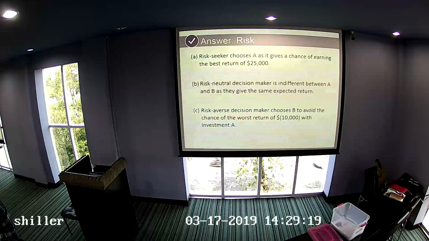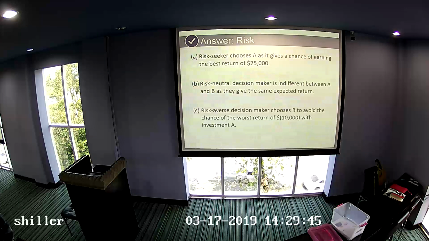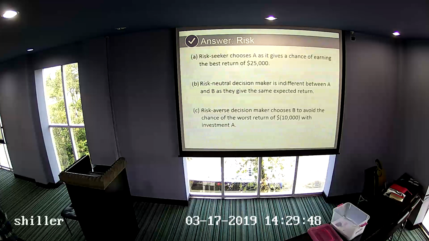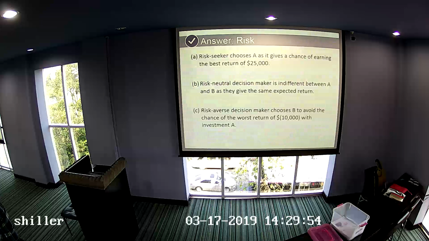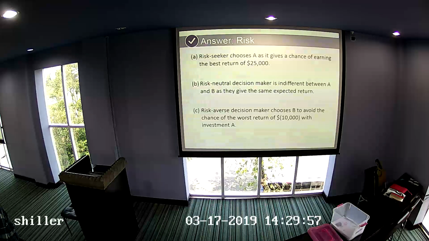If you're risk averse, you choose what? B, because you want to avoid the loss of the 10,000. Correct, again. If you're risk neutral, it doesn't matter. Why? It's either A or B. A or B is the same expected return, correct? The expected return of A and B are the same. Make sense? You understand now? So A and B is for the risk neutral. Risk averse will choose B because they don't want to choose the loss. But they will choose the possible return.